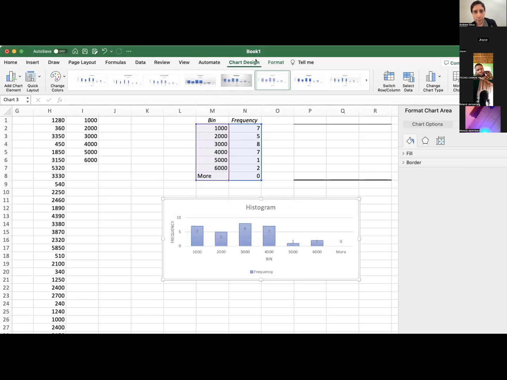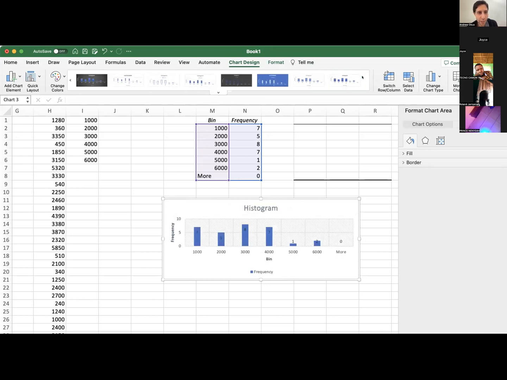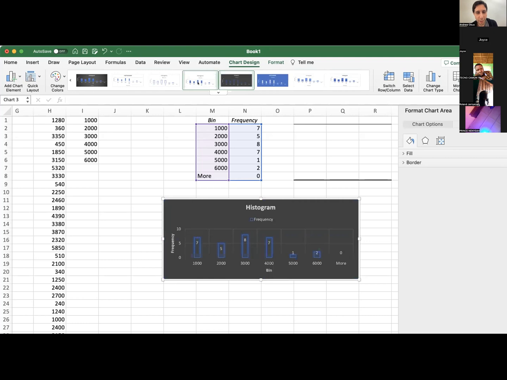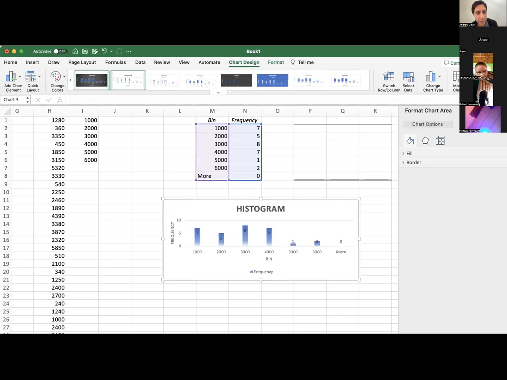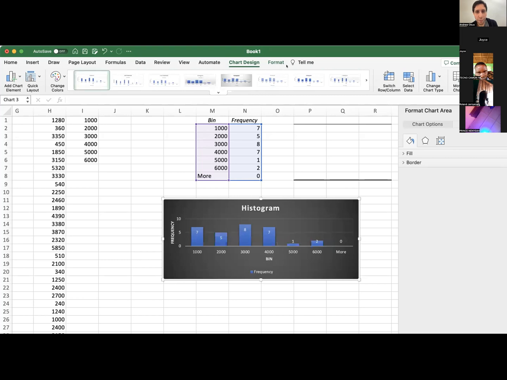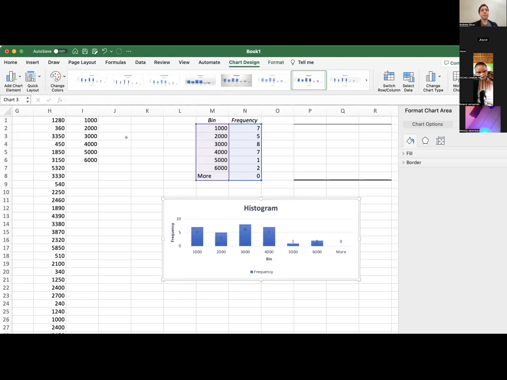So you have lots of different formats for your histogram. You can play around with it and do whatever you want. There are even more formats over here, so you have a lot of choices. You can change the colors. I'm just clicking on all of these different formats, and you can take your favorite. The point is, it makes the frequency table and the histogram for you. I'm going to go back to a white background because I think it's easier to read, and go back to the better axis scale. Okay, but this is fine.